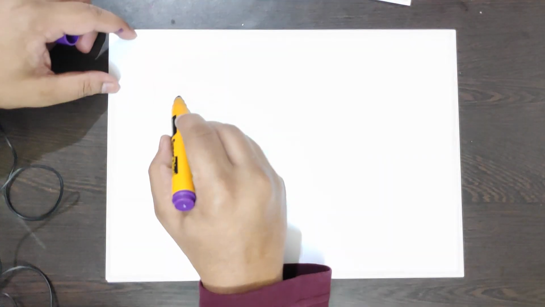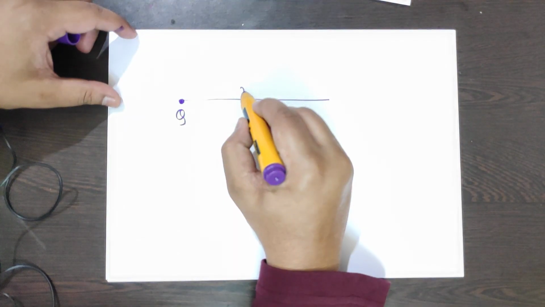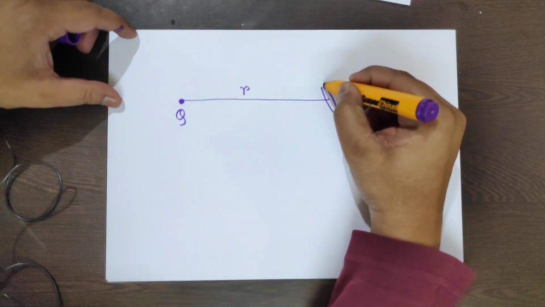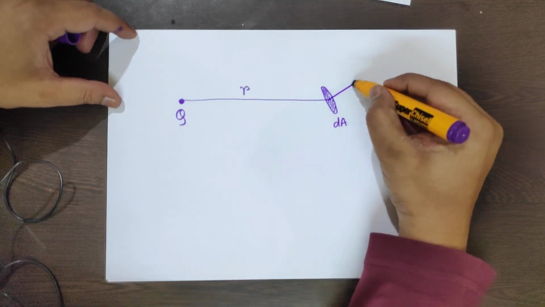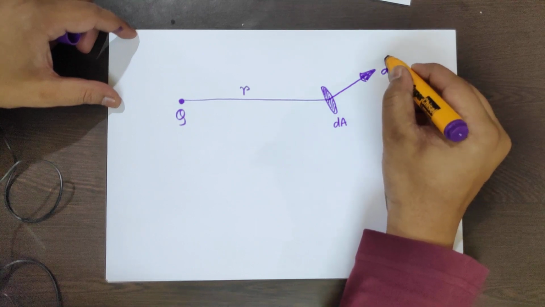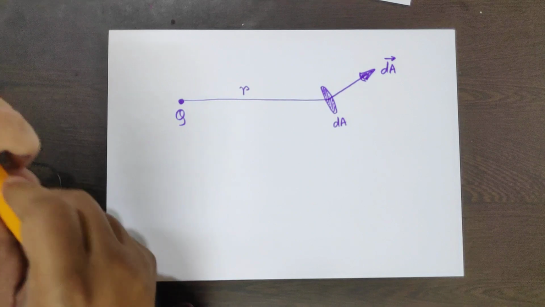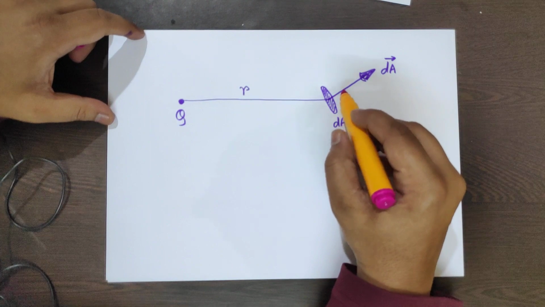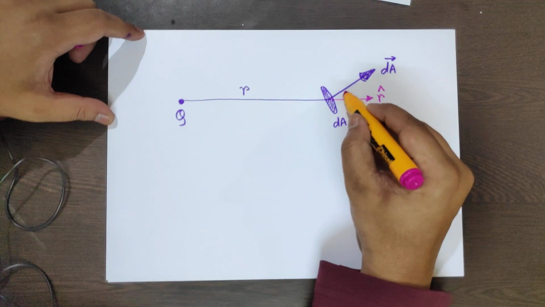Okay. Now suppose there is a point charge q, and at a distance r from the point charge you have an area dA. This is an area dA, and the vector dA is this way. Obviously, the vector area will be perpendicular to the surface dA. Now this is the vector r cap. Now let this be theta.